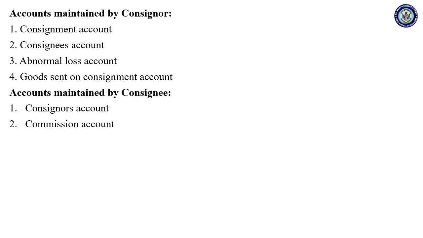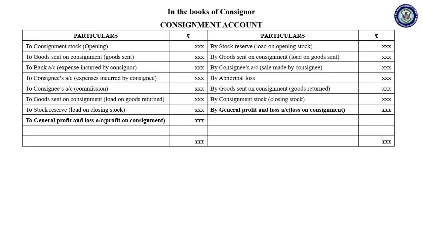In this class, you take down the format. Just take down the format here. I give 3 minutes to copy down this format. Take it down fast, later I will explain this format. So in the books of consignor, the first thing is the consignment account.